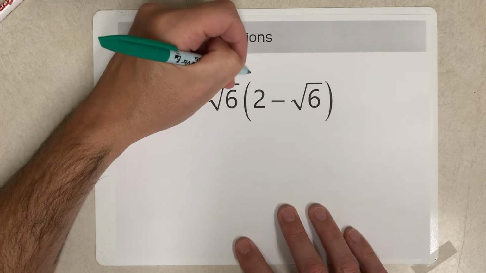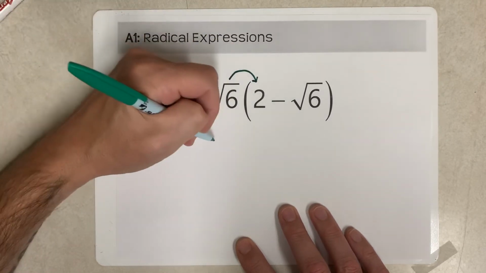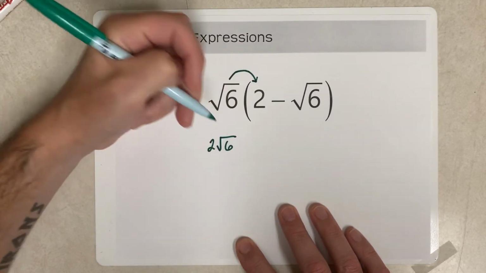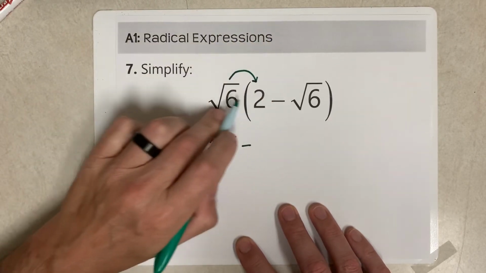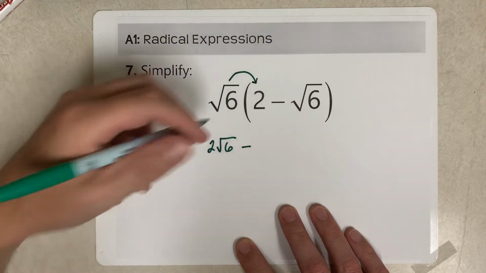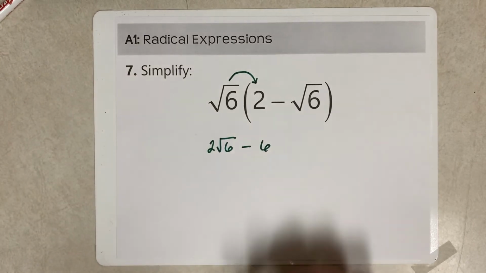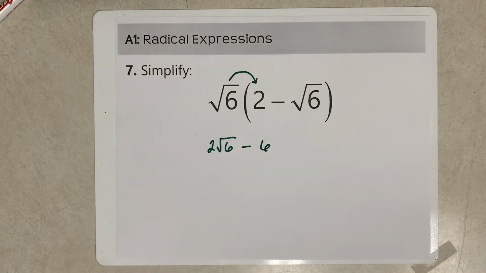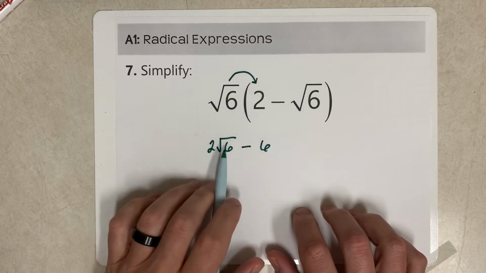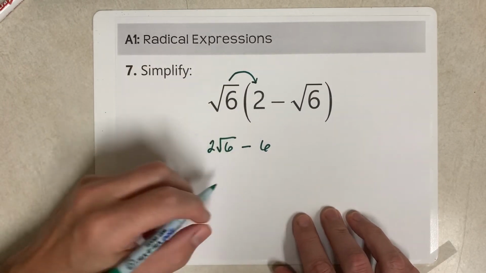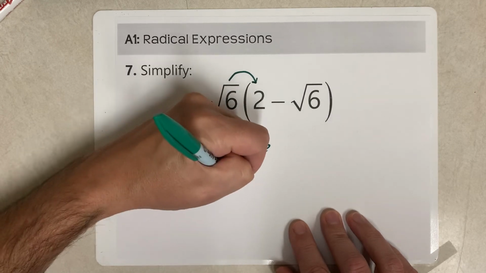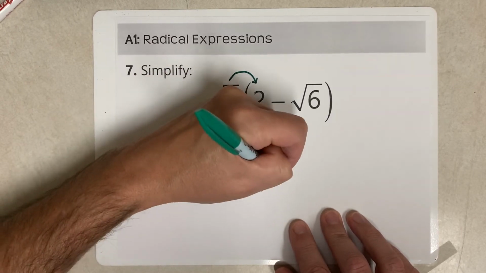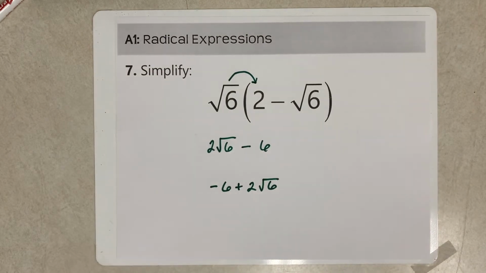Root 6 times 2 is going to be 2 root 6. Okay, minus root 6 times root 6, as we just saw in the last one, is going to be just 6. Now, this answer is fine. I'll accept that. But usually in the back of a textbook or a professor, you usually write a radical last. And so they would probably rearrange this into negative 6 plus 2 root 6. And there's reasons for that you learn later in math. But either one of those answers for me would be acceptable. That'd be fine.